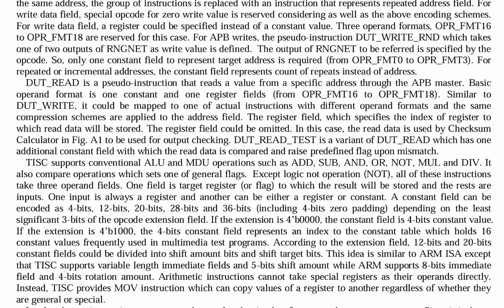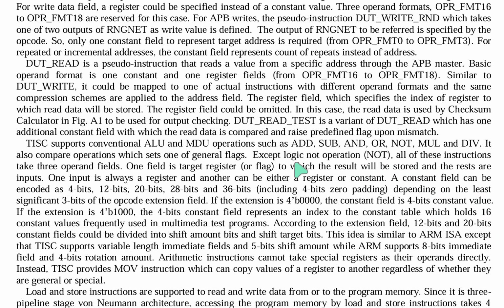The register field, which specifies the index of the register to which read data will be stored, could be omitted. In this case, the read data is used by the checksum calculated in figure 8.1 to be used for output checking. DUT_read_test is a variant of the DUT read, which has one additional constant field with which the read data is compared, and raises a predefined flag upon mismatch.